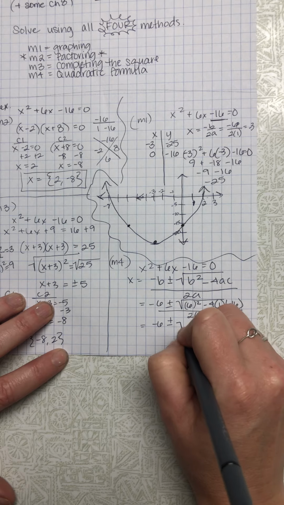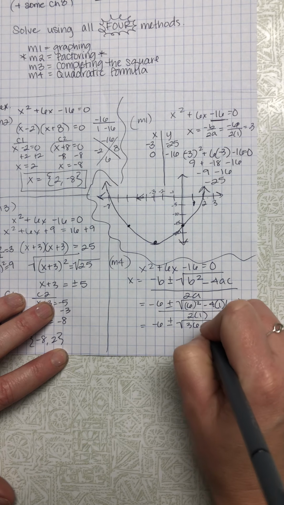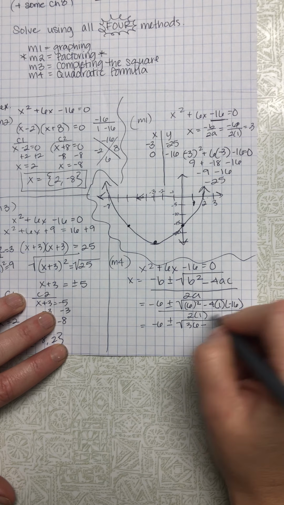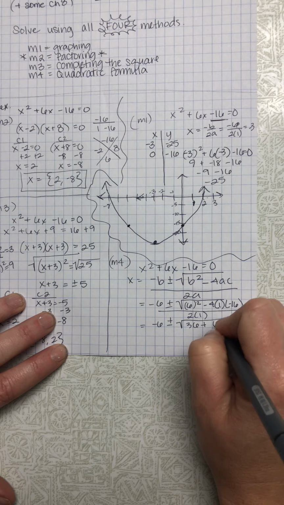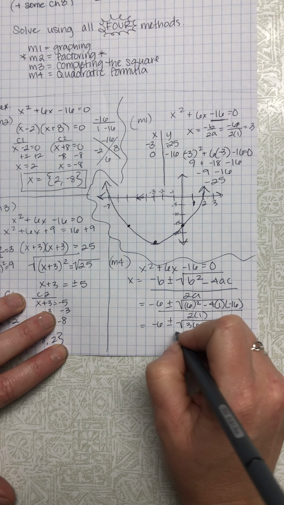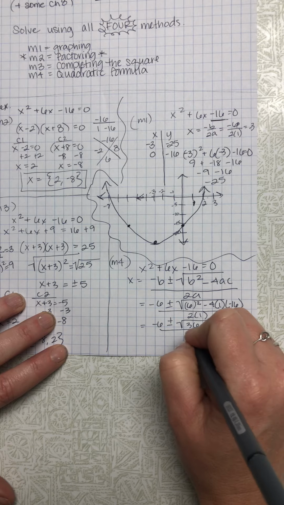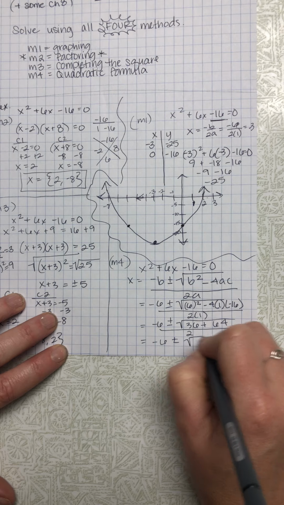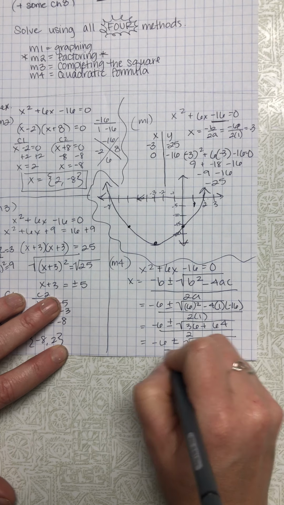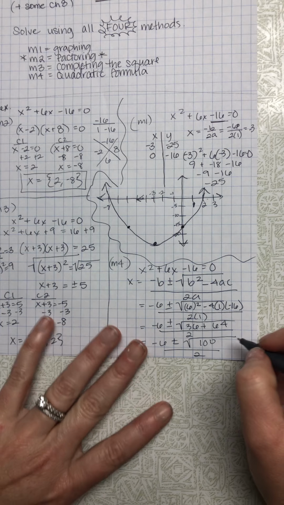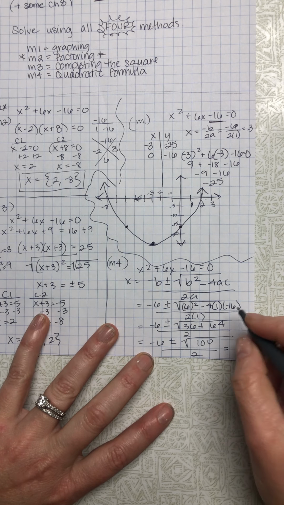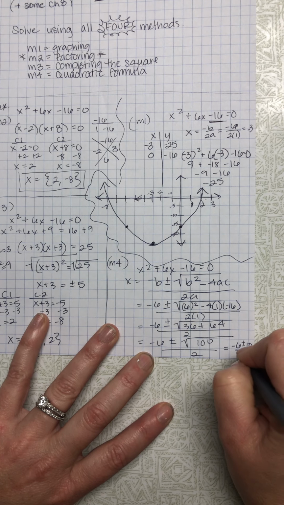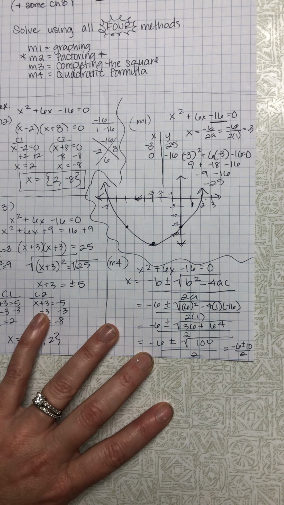Negative 6 plus or minus the square root of 36 minus, use a calculator, I think that's positive 64, divided by 2. Negative 6 plus or minus the square root of 100 divided by 2, which is equal to negative 6 plus or minus 10 over 2. To be continued.